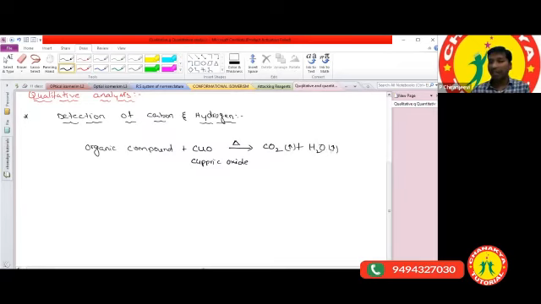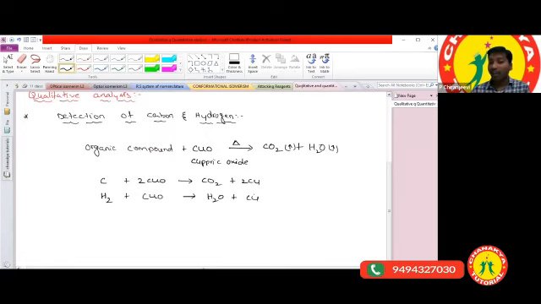First, they gave us an organic compound. If we add cupric oxide and heat at high temperature, if the organic compound contains carbon, then 2 moles of cupric oxide are converted into carbon dioxide plus 2 moles of copper metal. Similarly, if the organic compound contains hydrogen and is heated with cupric oxide, it converts into the water molecule plus copper metal.